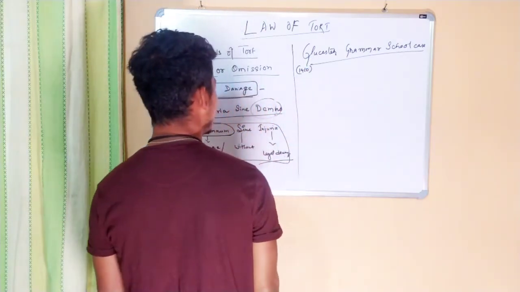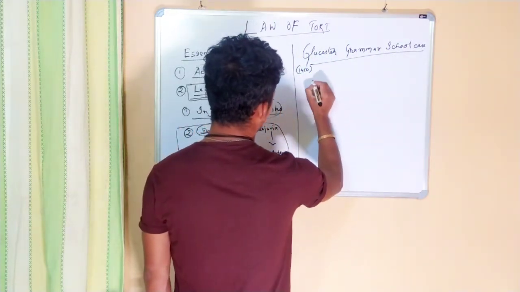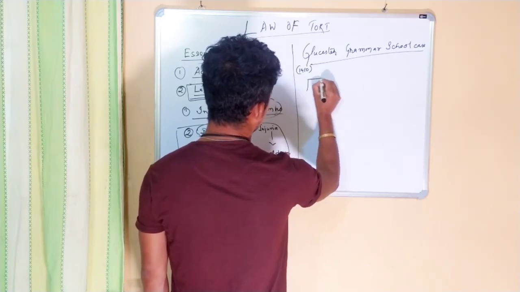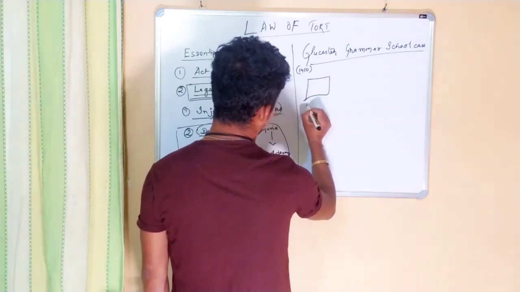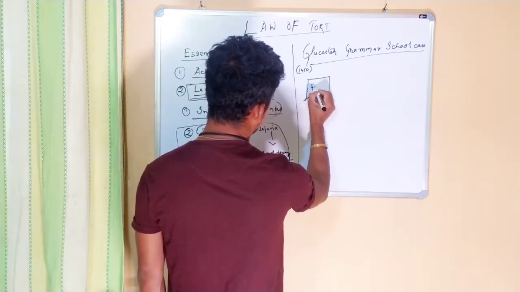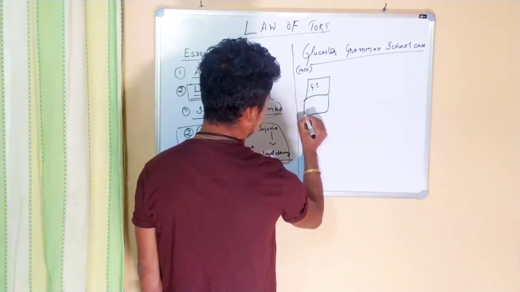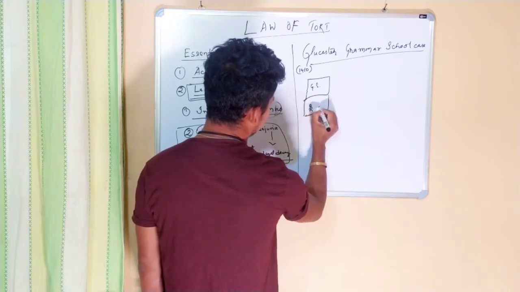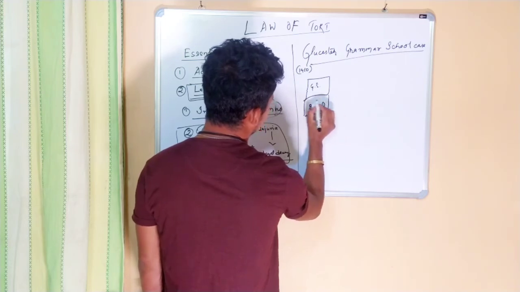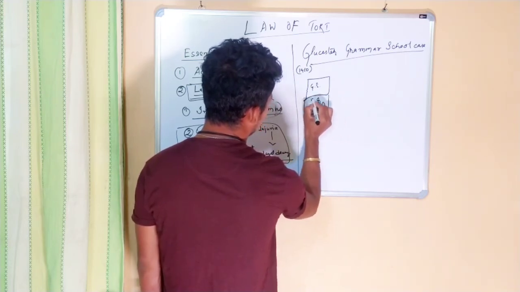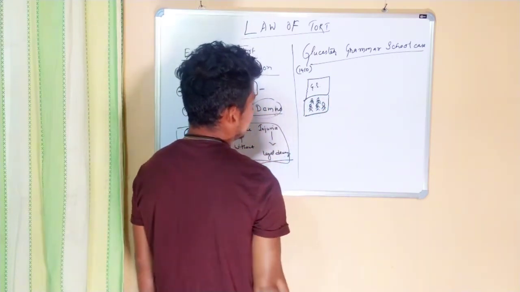So what happened in this case was that there was a school. There was a grammar school, and there was a headmaster who was running the grammar school. He had many students, many pupils, and he had been teaching there for many years.